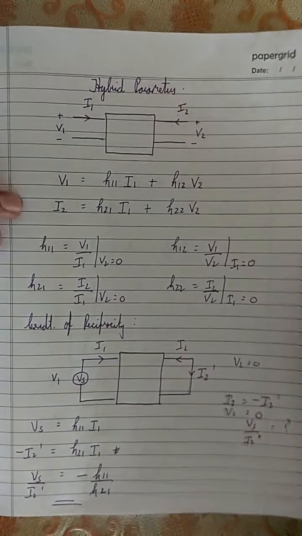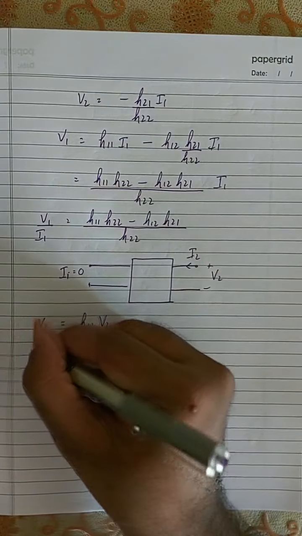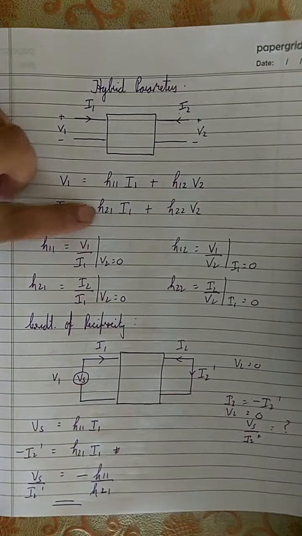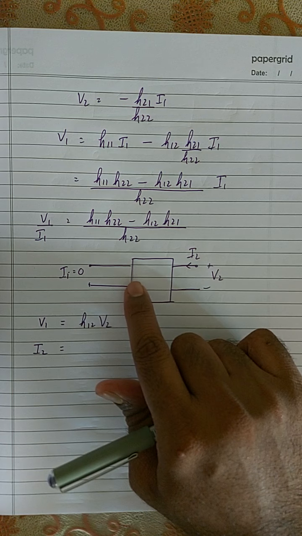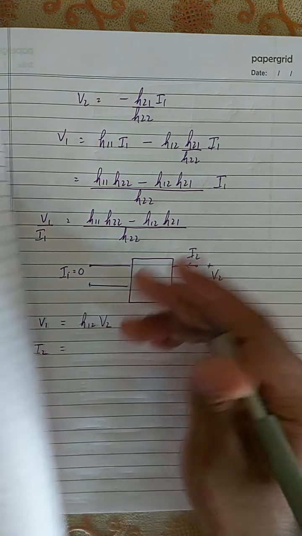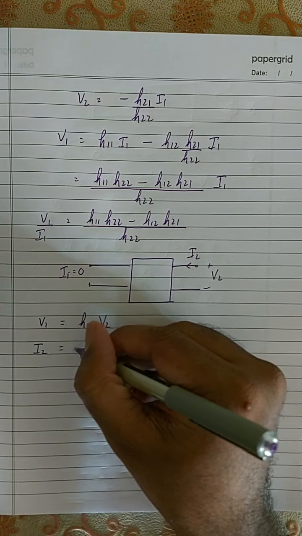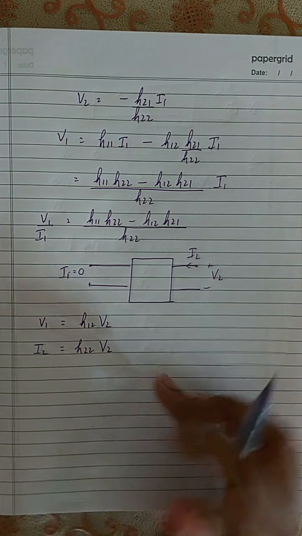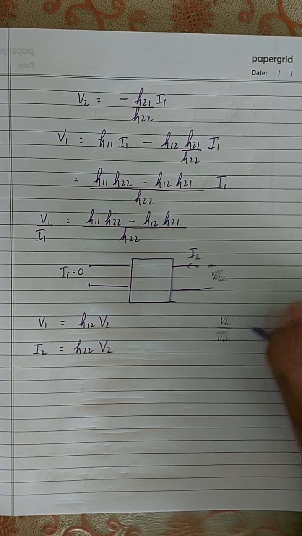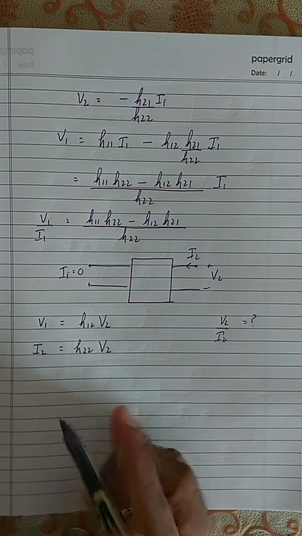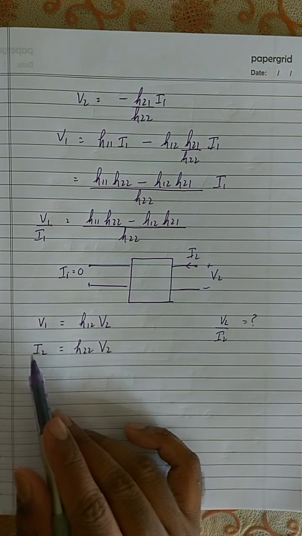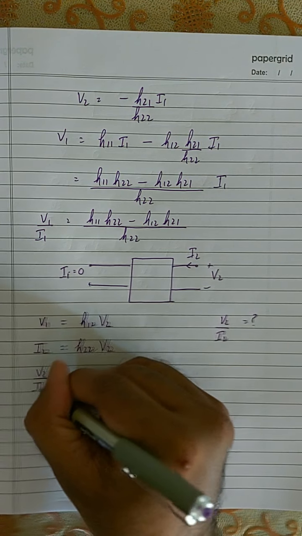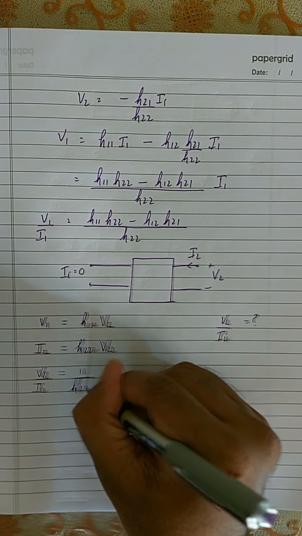And what about the other equation? I2 is equal to, here again I1 is 0, so you will get H22 V2. There's nothing much. So here you're trying to find V2 by I2, and you can use this equation. This equation is more than enough. So therefore we will get V2 by I2 is equal to 1 by H22.